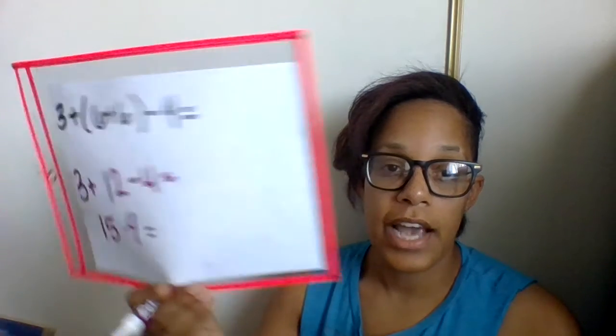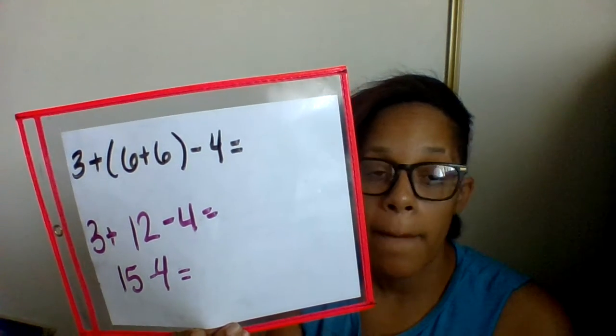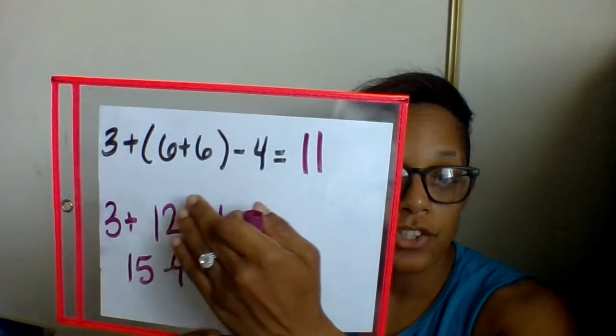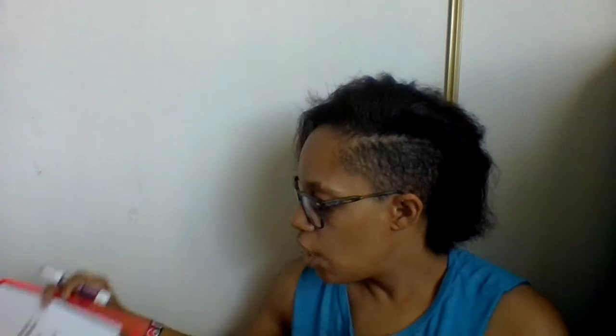Now I've written down the next problem. 15 minus 4. What do we get when we subtract 15 minus 4? Did you say 11? If so, great job. That is the answer to our problem with parentheses. So remember, when problems have parentheses, the parentheses are saying, do me first. So whenever you see the parentheses, do that first, then do all the other problems.